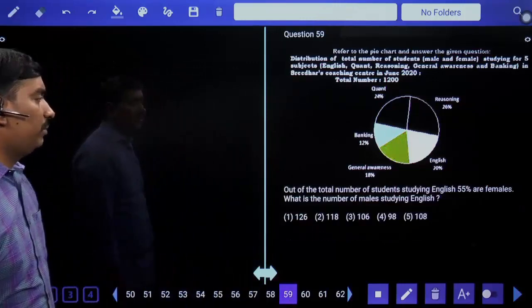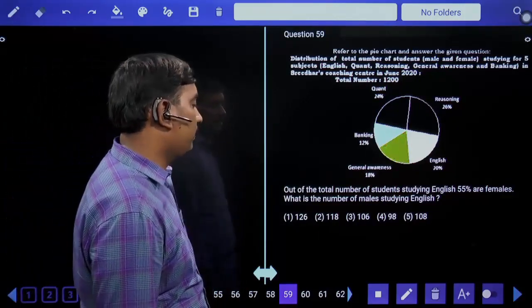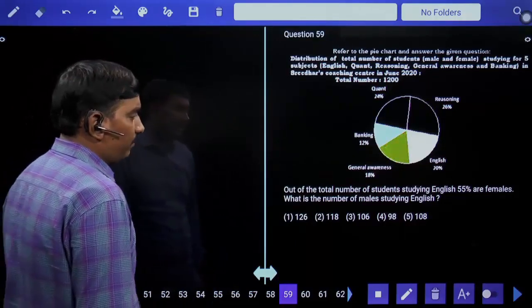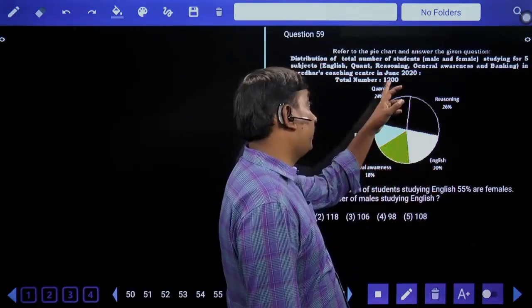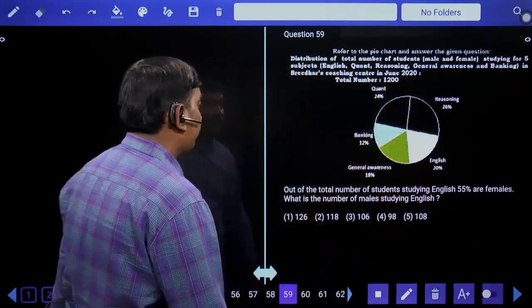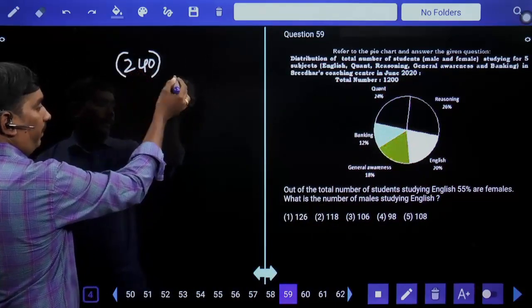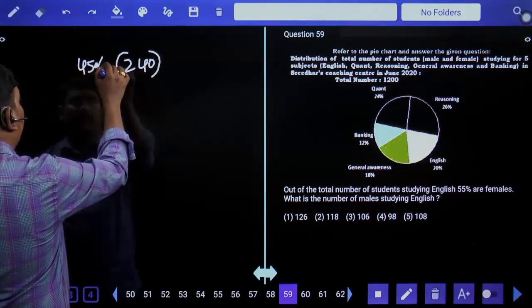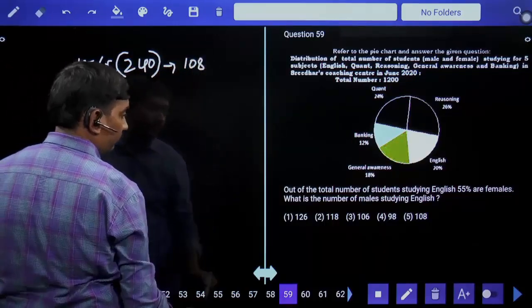Out of the total number of students studying English, 55% are females. What is the number of males studying English? So 55% is our females. English is 20%. So 20% means 240. So in that 240, 55% were female. Then males are nothing but 45%. So 120 minus 12, 108 is your answer.